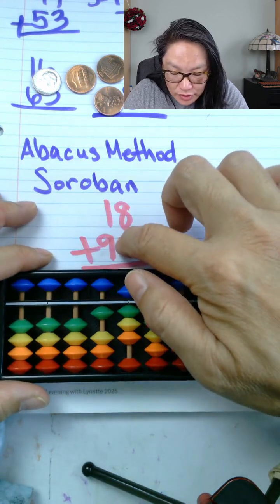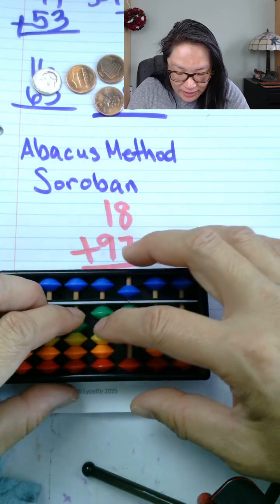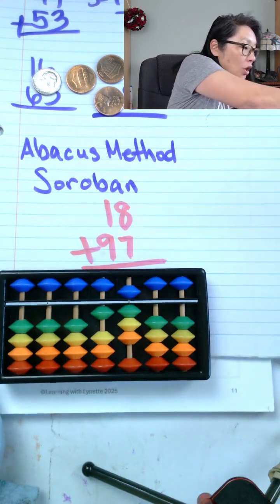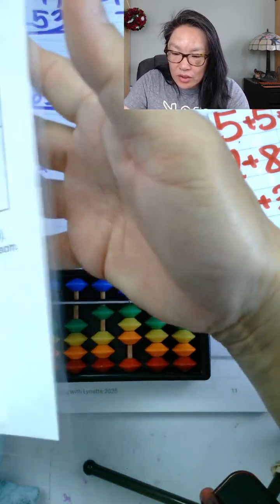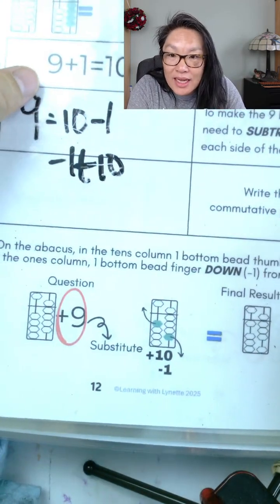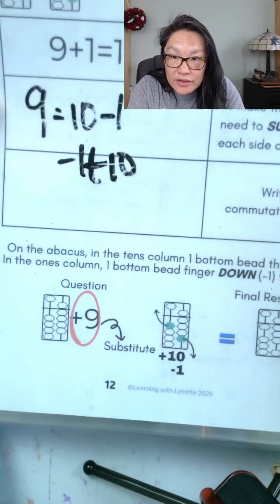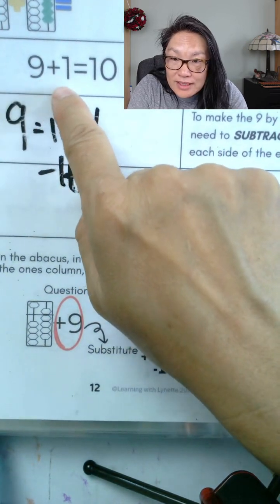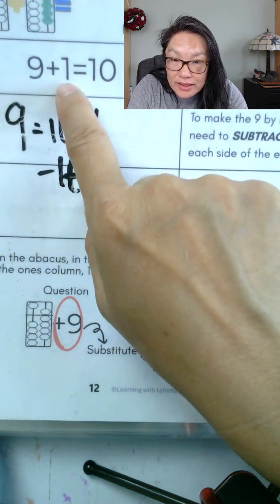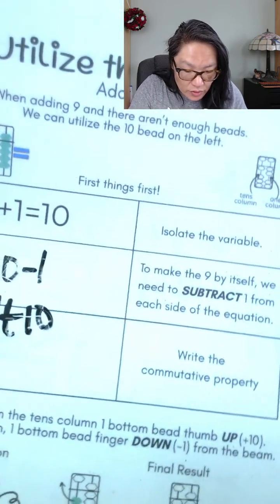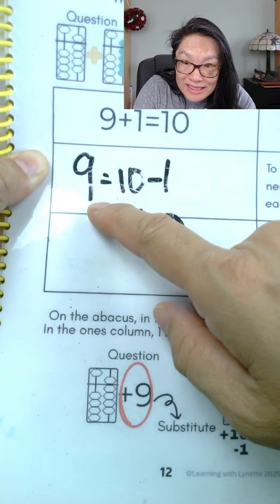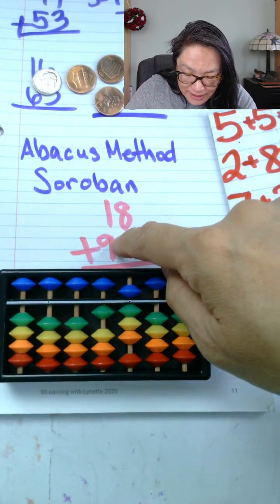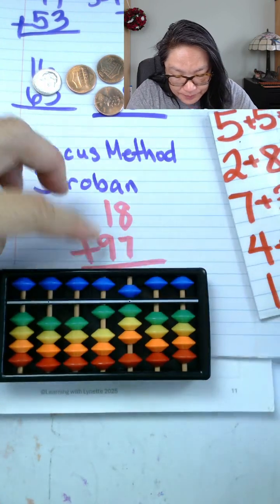So the first thing we're going to do is understand the 9. Can we add the 9? No, we cannot add the 9. We know this concept. To add the 9, we have this concept: 1 plus 9 is equal to 10. 1 plus 9 is equal to 10. This is a concept we're going to understand. So what we need to do is isolate the variable. What is the variable that we're isolating? The 9. We're going to isolate this 9.